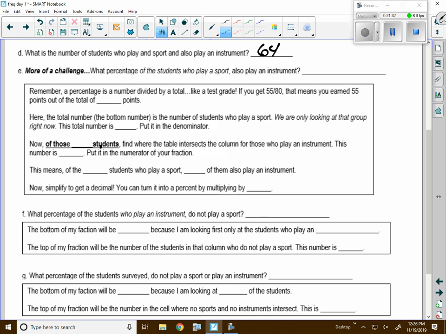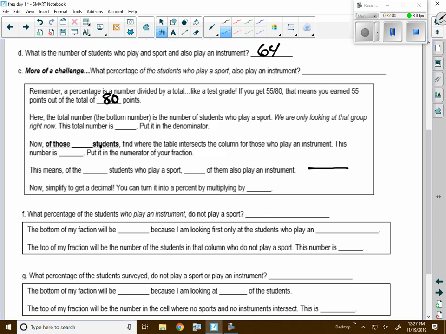Remember that a percentage is a number divided by a number, okay, or divided by a total, really. Kind of like a test grade. So if you got a 55 out of 80, that means that you earned 55 points out of a total of 80 points. We agree on that? Okay. Here, the total number is the bottom number of your fraction. So right here in this blank space, go ahead and create your fraction bar.